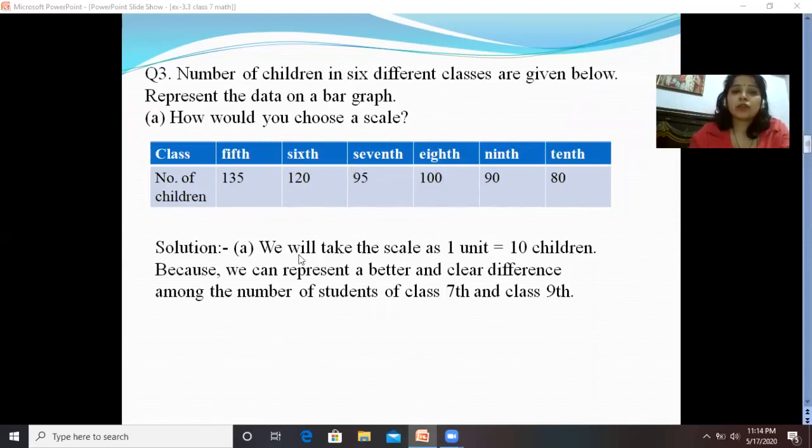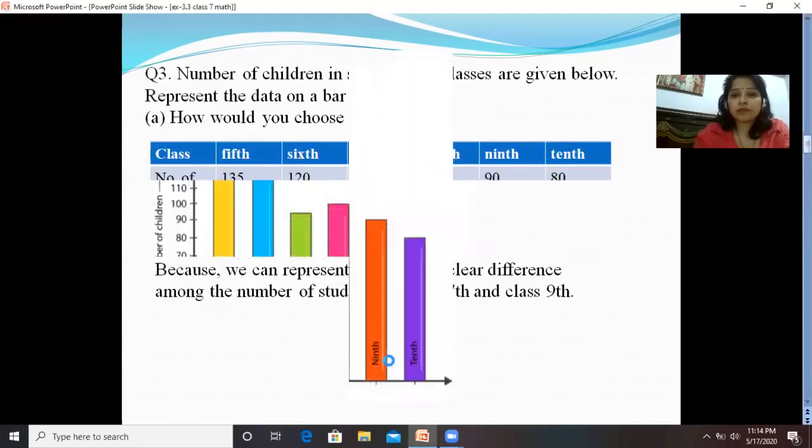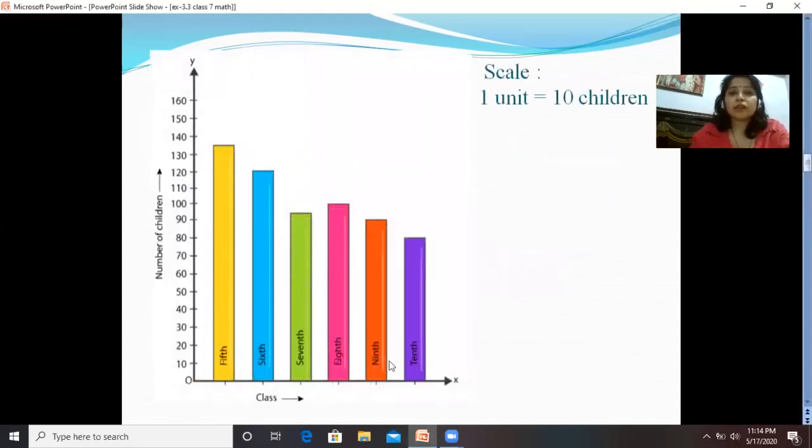So here you have to write, we will take the scale as 1 unit is equal to 10 children, because we can represent it in a clearer way. We can represent the difference between 95 and 90 also. For 100, 90, 80 are the numbers, so you can directly mark. For 95 and 135 you can choose the middle line which is mentioned on the graph as 5. So now next, here we have to choose the scale. 1 unit is equal to 10 children.